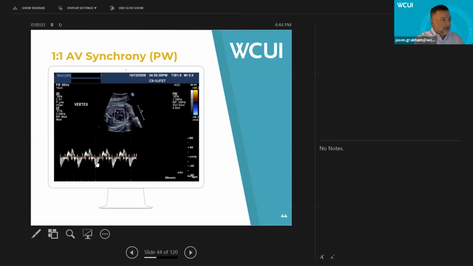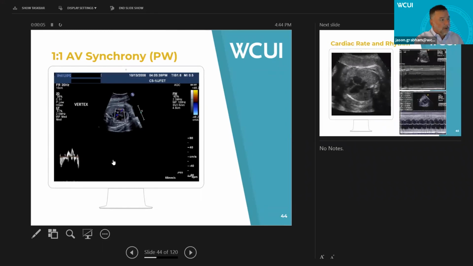That's what this slide shows. So you see nice mitral inflow, aortic outflow, 1-to-1. Beautiful.